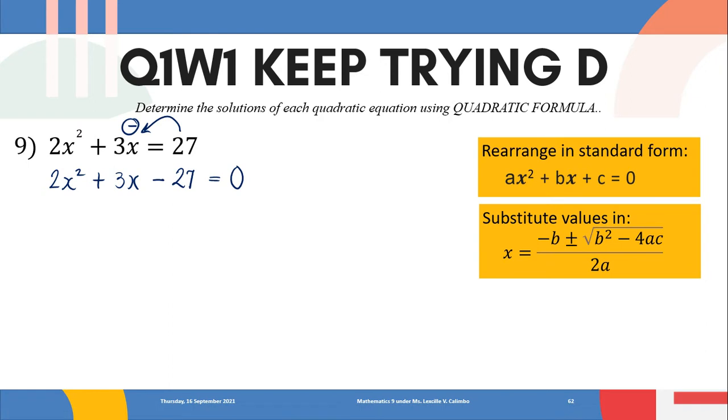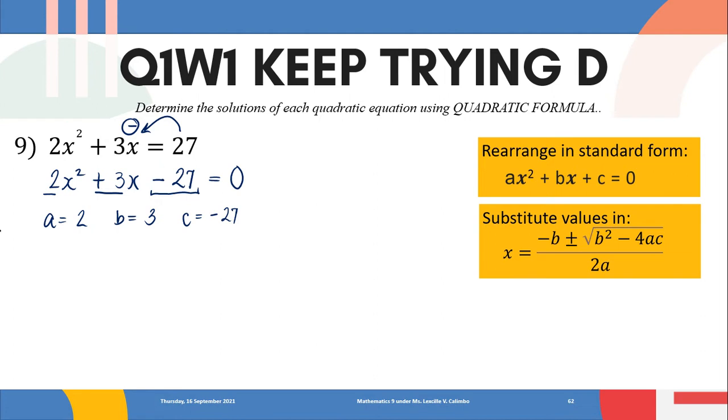Next is to substitute the values in the quadratic formula. But first, let's identify what is the value for A. Correct. That's the leading coefficient, 2. What is the value for B? Right. That is this positive 3 before x. And C is equal to? Correct. That's negative 27, the constant term.